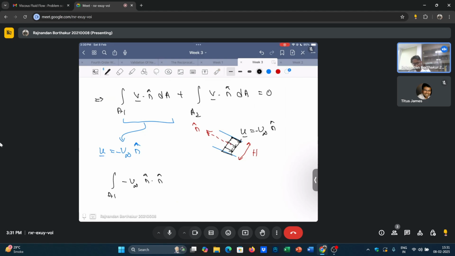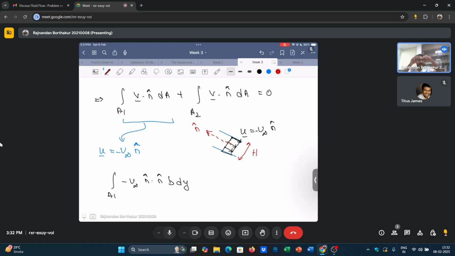So what is dA? You choose a y, and at this y you take a differential area, which is dy times the width b. This is something you can realize as dA. I hope you understand that dA would basically be the width multiplied by dy. That's it.